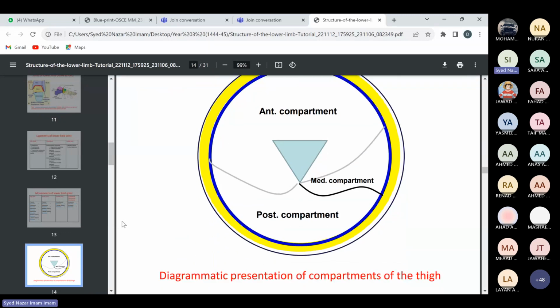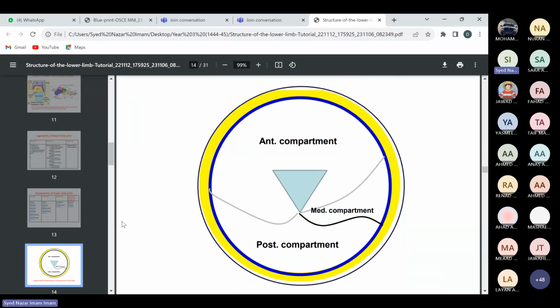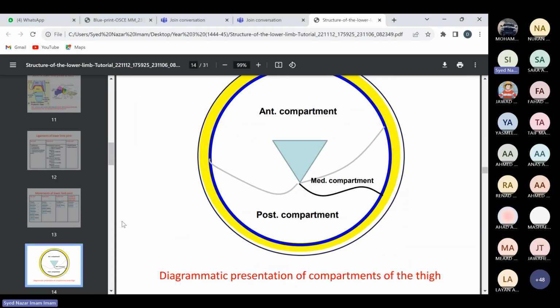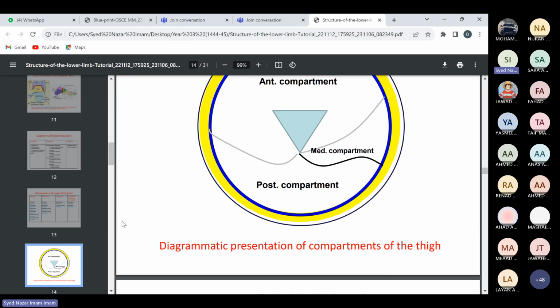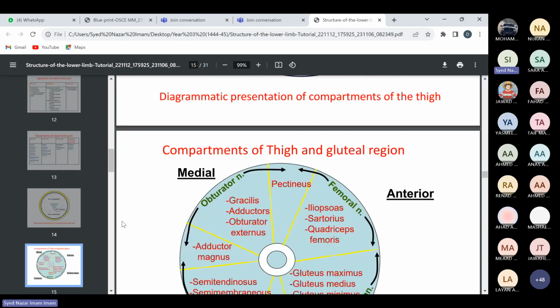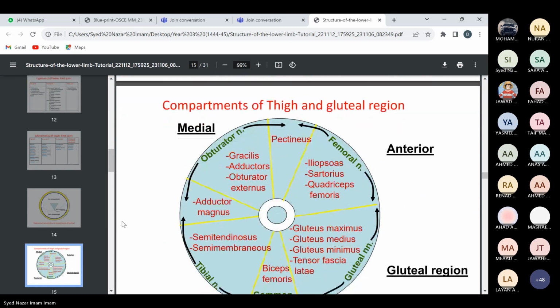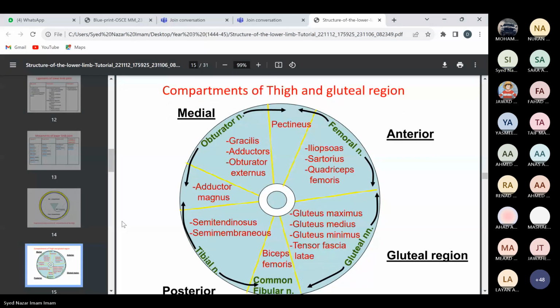Now let's see the muscles for the thigh. We have three compartments: anterior, medial, and posterior. In the anterior compartment, we have quadriceps femoris, the major muscles. Then we have iliopsoas and sartorius.